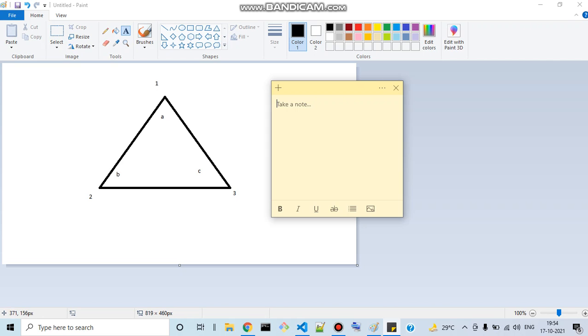Suppose ant number 1 is at A, so it would decide to go to either B or C. After that, ant number 2 is at B, so it can decide to go to either A or C. After that, ant number 3 is currently at position C, so it can decide to go to either A or B.